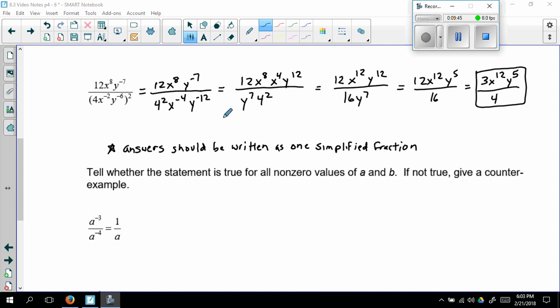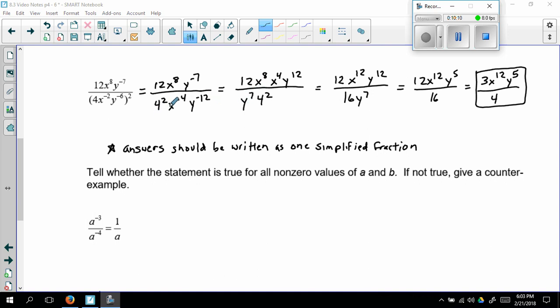Next, I deal with my negative exponents. I know my definition that says a negative exponent is the same thing as 1 over the positive. So basically I can flip positions and make it positive. So I look in the numerator. 12 is not raised to a negative exponent, so it stays. X to the 8th is positive, so it stays. But y to the negative 7th, I'm going to move down and make positive. Y to the 7th ends up in the denominator.